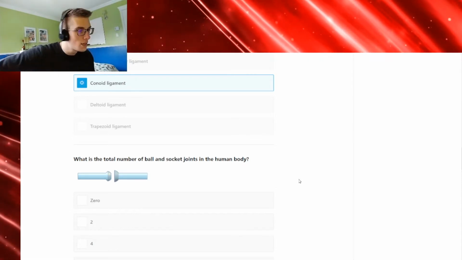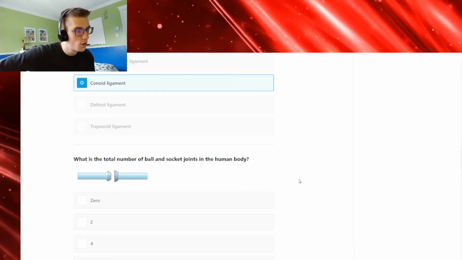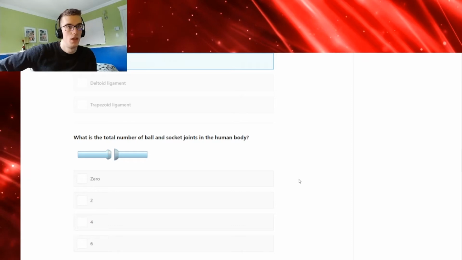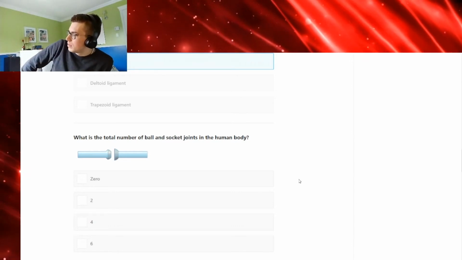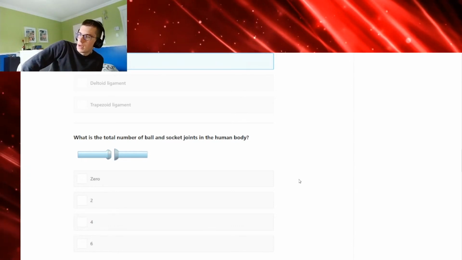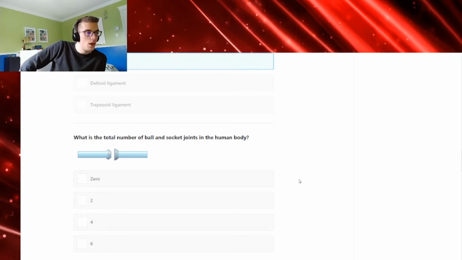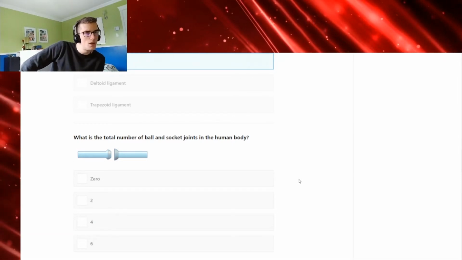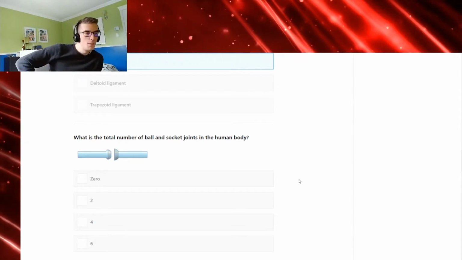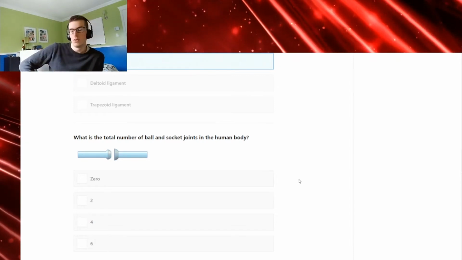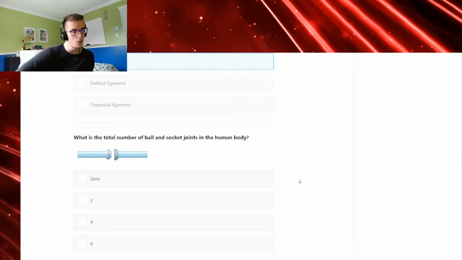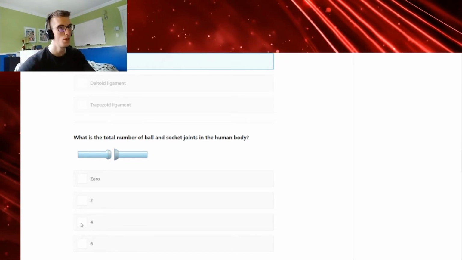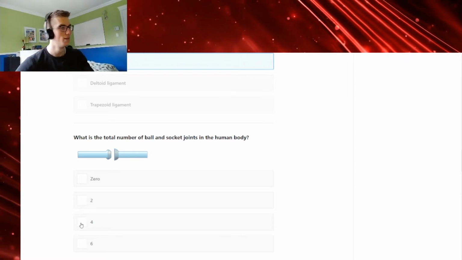Now they say 0, 2, 4, or 6. I'm trying to think if there's other types of ball and socket joints, but I'm not sure. I think it's only 2, like the shoulder and the hip. I'm pretty sure it's only 2, so 4 of them. Wow.